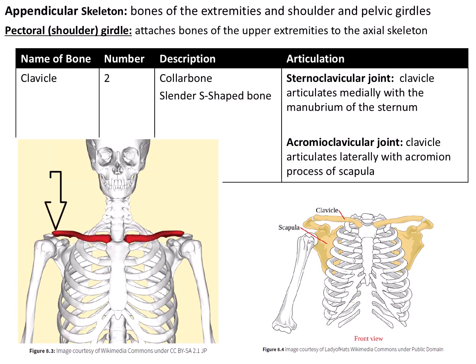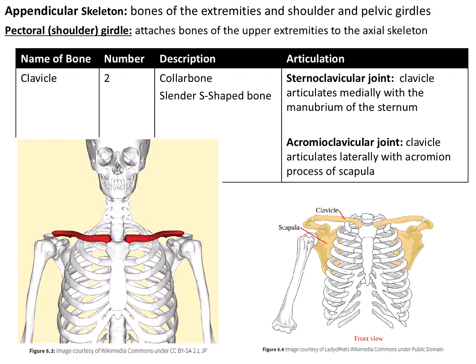The clavicle has an acromial end and a sternal end. The sternal end is sort of stubby and articulates with the sternum, and the acromial end is flatter and articulates with the acromial process of the scapula. The sternoclavicular joint is the point where the sternum, or sterno, articulates with the clavicle, or clavicular. The acromioclavicular joint is where the acromion, acromio, of the scapula articulates with the clavicle, or clavicular.